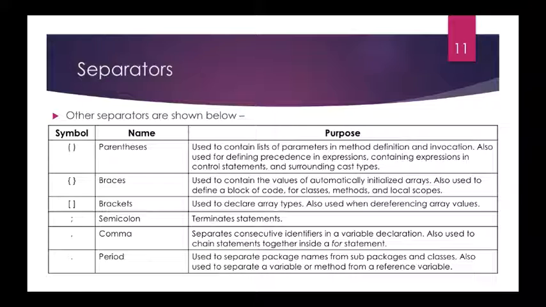Brackets used to declare array types, also used when dereferencing array values. Semicolon terminates statements. Comma separates consecutive identifiers in a variable declaration, also used to chain statements together inside a for statement. Period, used to separate package names from sub-packages and classes, also used to separate a variable or a method from a reference variable.